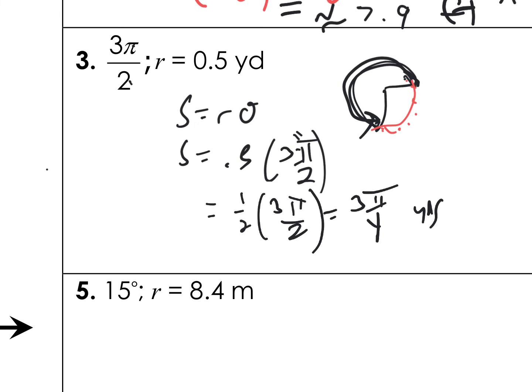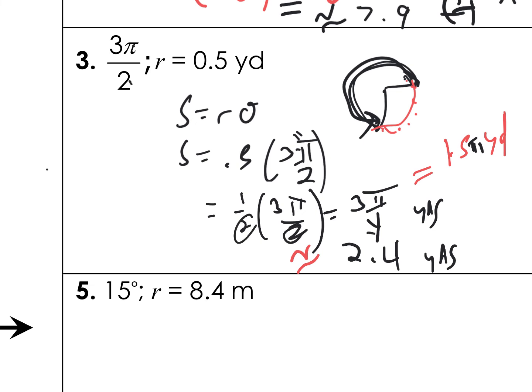But you had a question, Jonathan? It could also be 1.5 yards. But what's the decimal, though? Oh, not 1.5 yards. It's 1.5 pi yards. 2.35. Okay, 2.4 yards. So what happened to the 2 as a denominator? Right here, I multiplied it by this 2 and made it a 4.